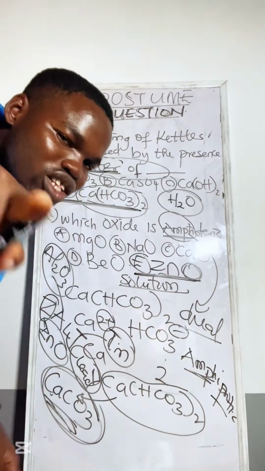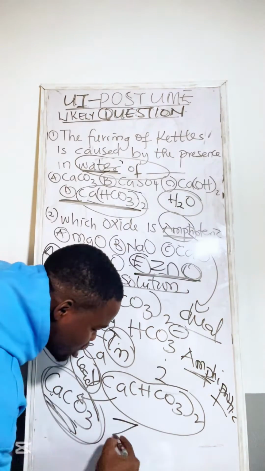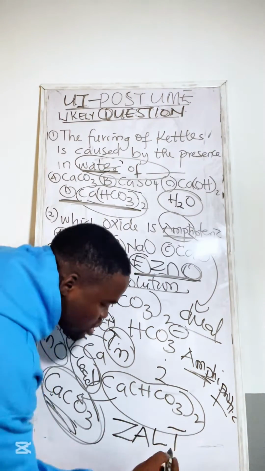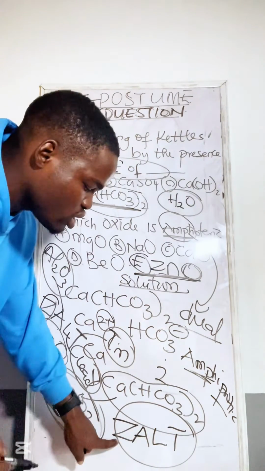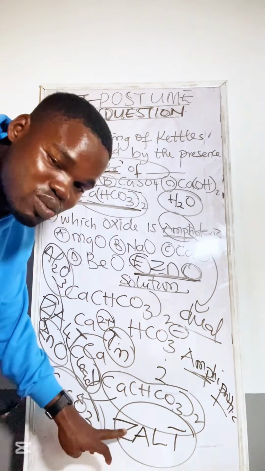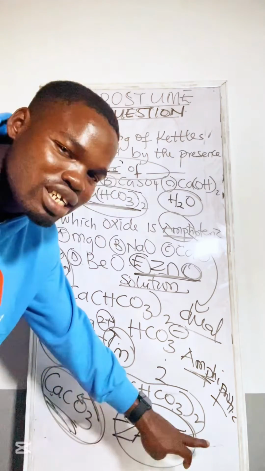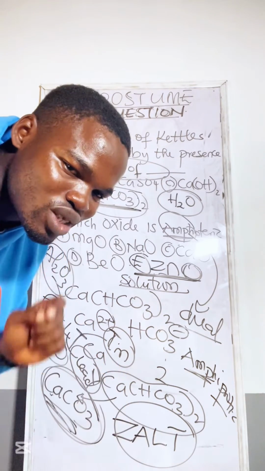So don't forget, tell me in the comment section what the amphoteric oxides are and what the mnemonic is to remember them. Just type the mnemonic. If you want to write them out, you can put zinc oxide, aluminum oxide, lead oxide, and tin oxide. But just tell me the mnemonic in the comment section.